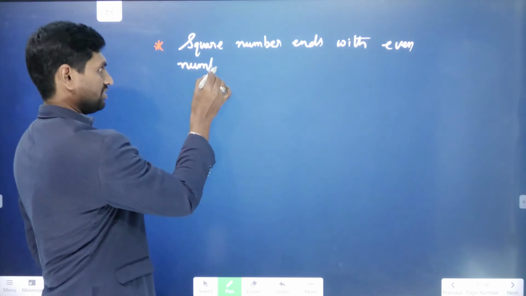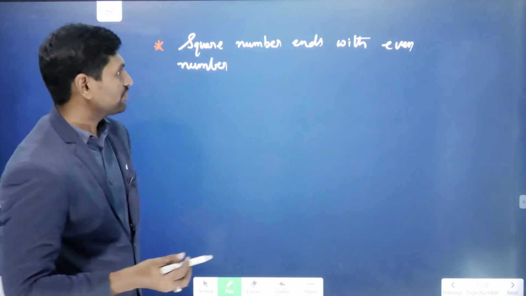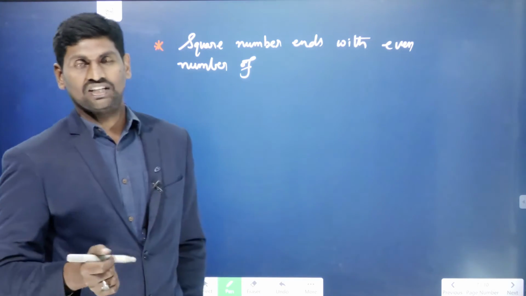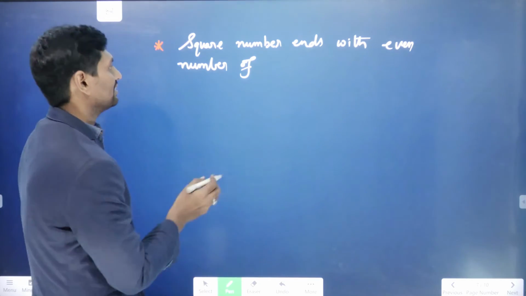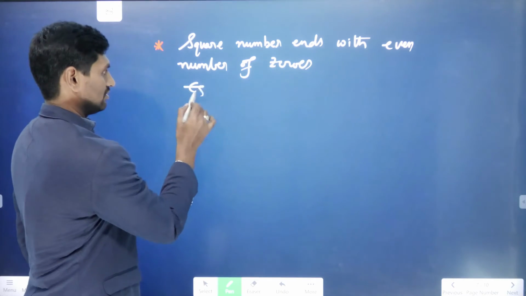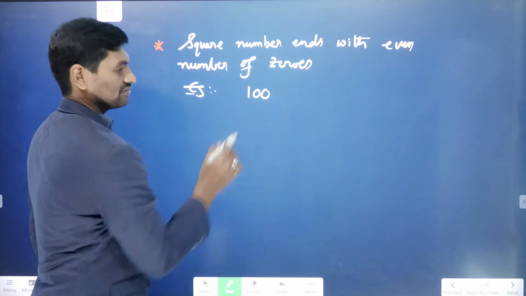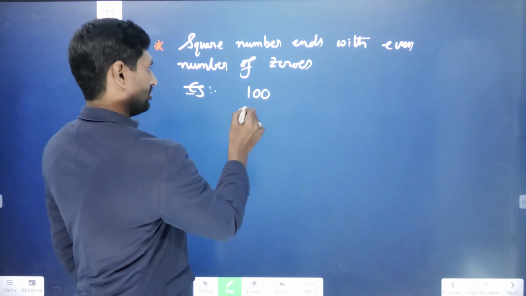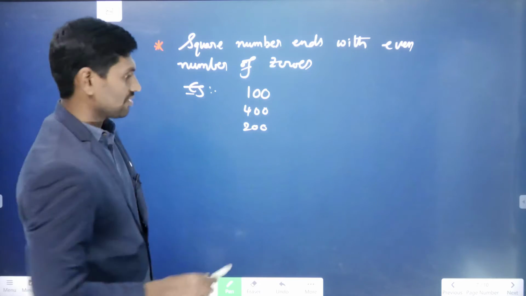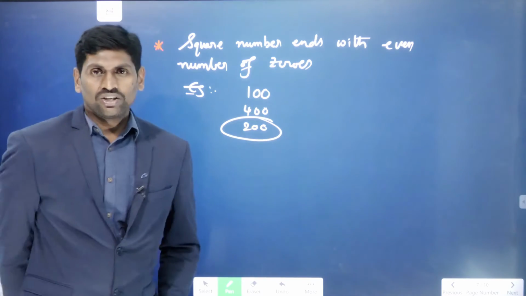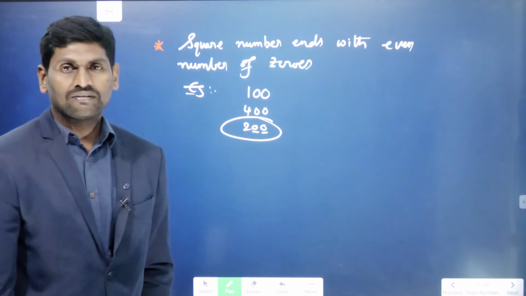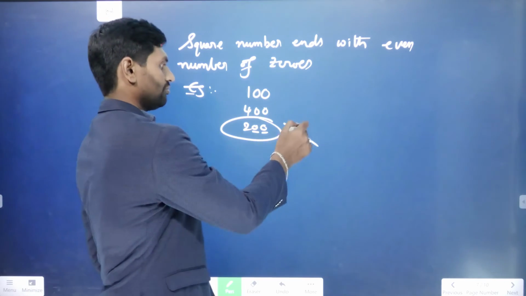Even number of zeros. Sir, what are even number of zeros? What are the even numbers? 2, 4, 6, 8. Like that, many zeros it should have at its end. Example, 100 is a square number. 400 is a square number. What about 200? 200 also ends with an even number of zeros, right? But it is not a square number.